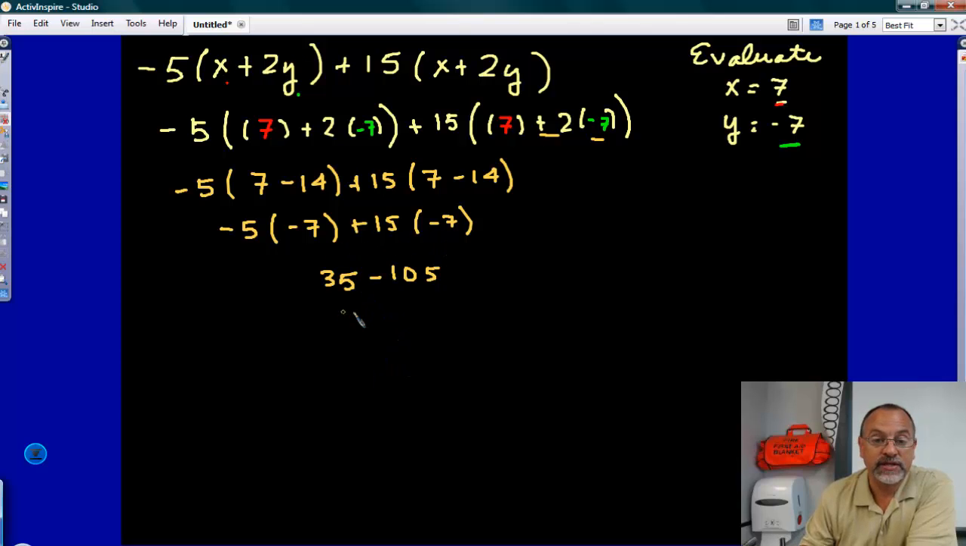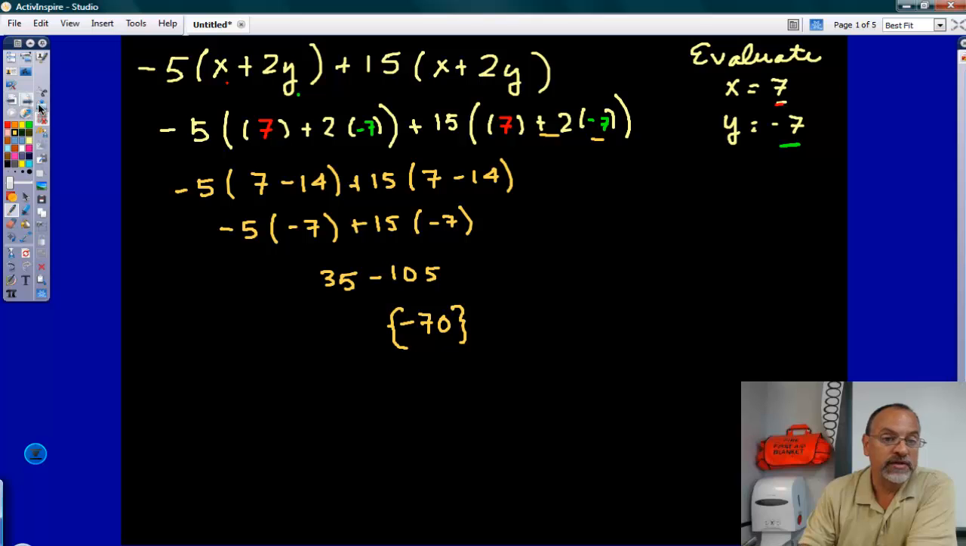Now that I've taken care of all that, I have one last step here. I can add these together. So 35 minus 75 ends up being -70. So -70 would be the evaluated answer for the x value of 7 and a y value of -7. Okay? All right, let's take a look at another example.